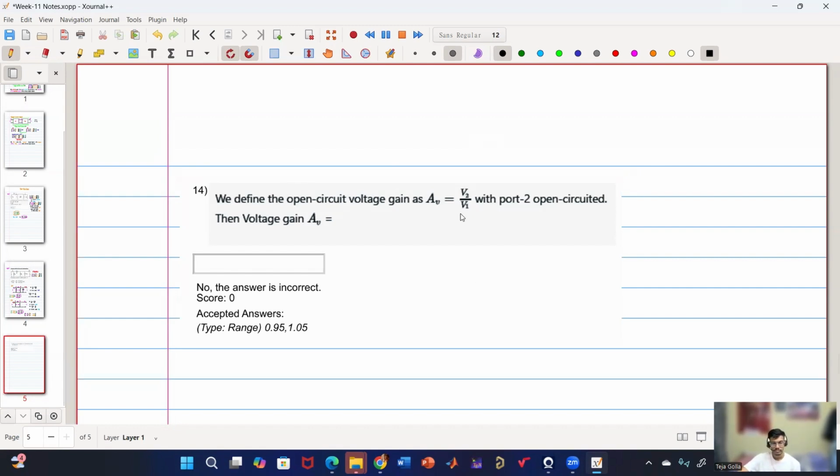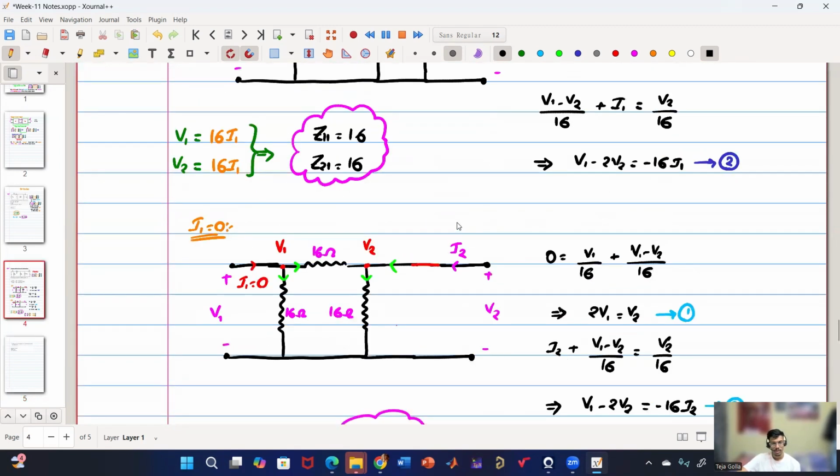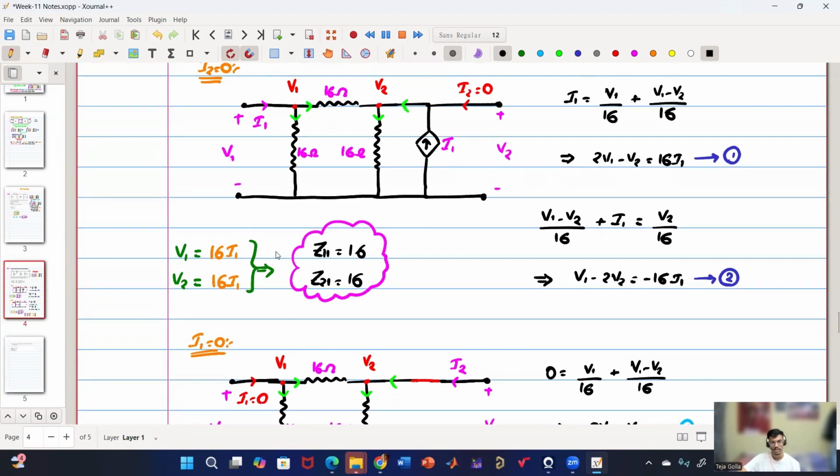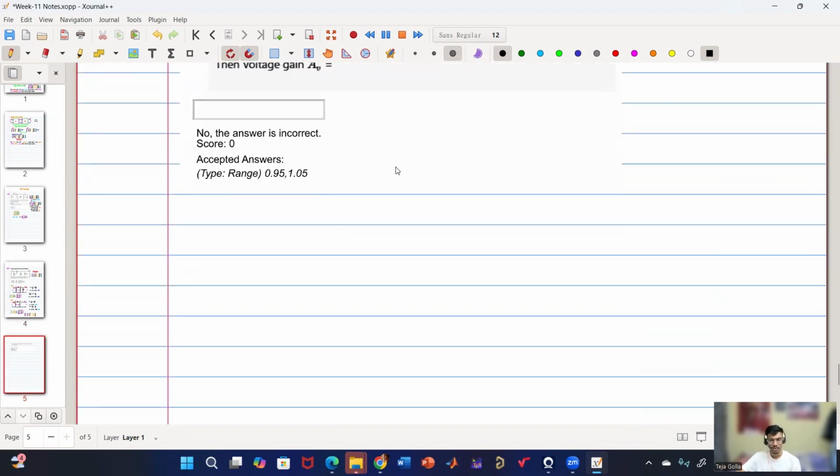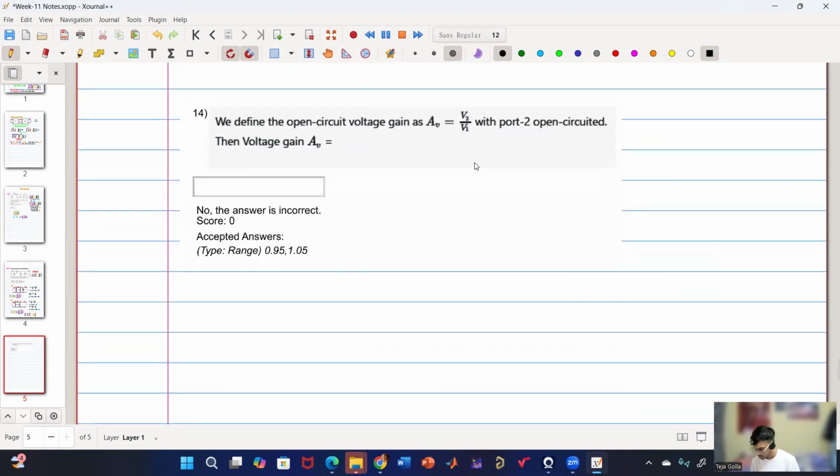Sir, when I2 is equal to 0, V1 is equal to 16 I1 and V2 is equal to 16 I1. So from that we can find the gain as 1. Yes. Very good. So we have already solved for I2 equals 0. Port 2 open circuit means I2 is equal to 0, and in this case we found that V1 is equal to 16 I1 and V2 is also equal to 16 I1. So from this, I can get my AV to be equal to 1.